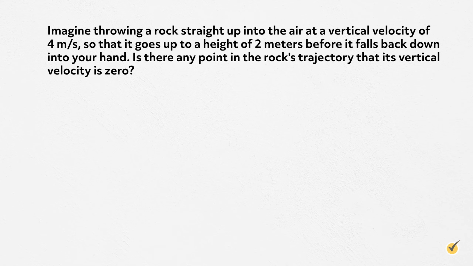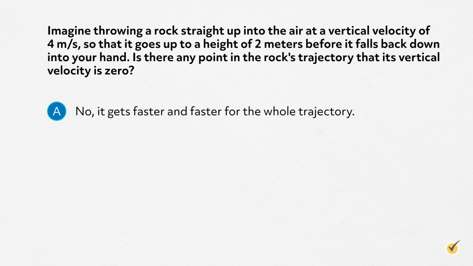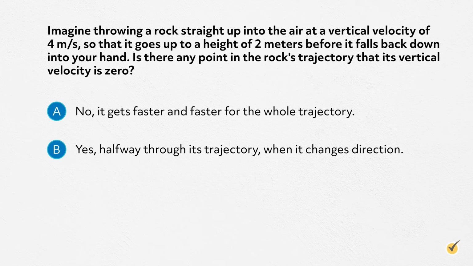Number 1. Imagine throwing a rock straight up into the air at a vertical velocity of 4 meters per second, so that it goes up to a height of 2 meters before it falls back down into your hand. Is there any point in the rock's trajectory that its vertical velocity is 0? A. No, it gets faster and faster for the whole trajectory. B. Yes, halfway through its trajectory when it changes directions. C. No, it stays at 4 meters per second the entire time.